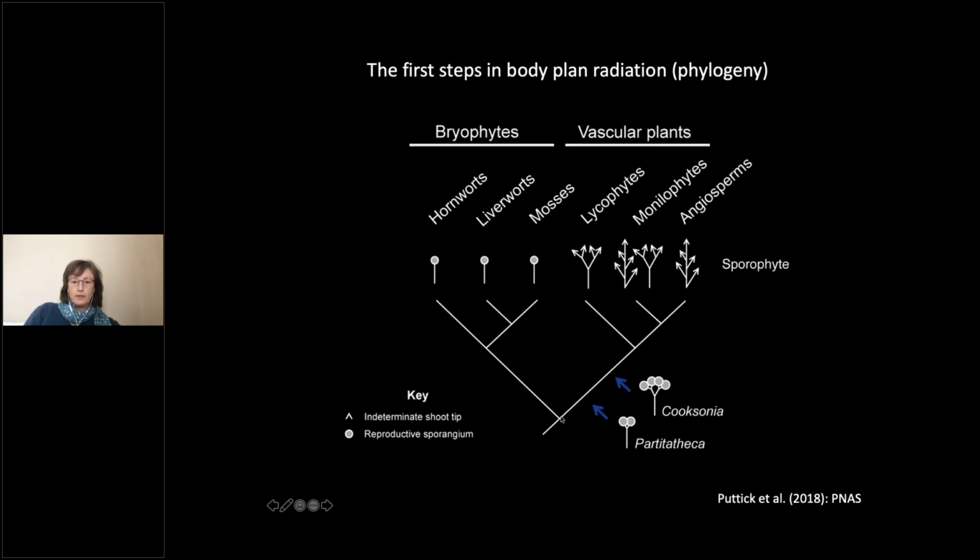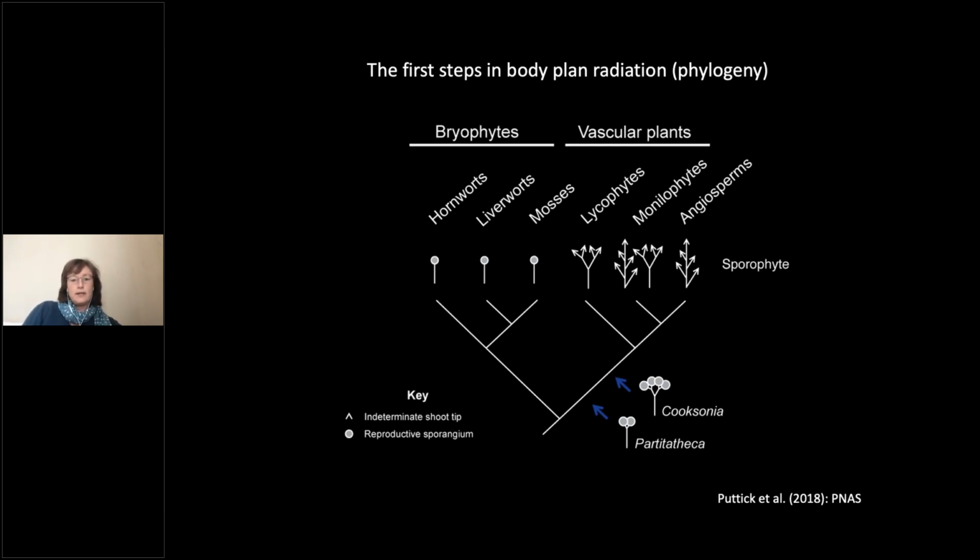And along with liverworts and hornworts, mosses form part of the bryophyte group, and bryophytes all have a single sporophytic stem and lack vasculature. In contrast, vascular plants include lycophytes, monilophytes, and angiosperms on the right-hand side of the tree, and these will have branched and indeterminate vegetative shoot systems that you can see illustrated in the little schematic diagrams at the top of the tree, and these arise prior to reproductive development.